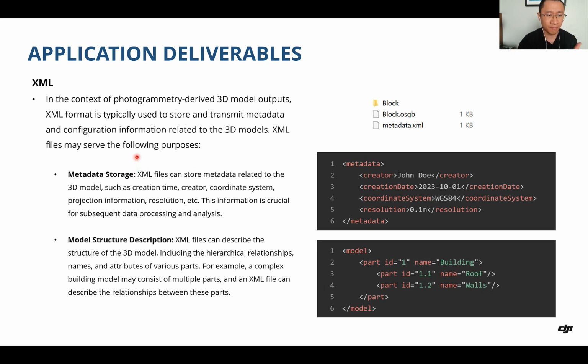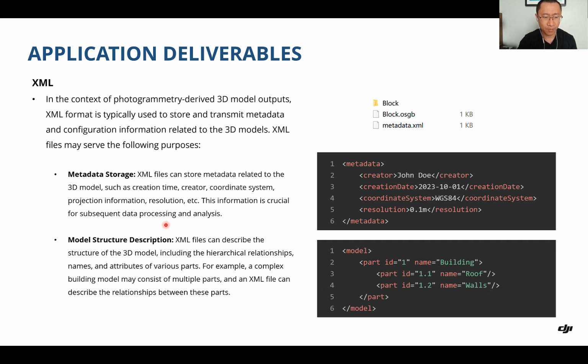First is metadata storage. An XML file can store the metadata related to the 3D model, such as the creation time, creator, coordinate system, projection information, resolution, etc. This information is crucial for subsequent data processing and analysis.